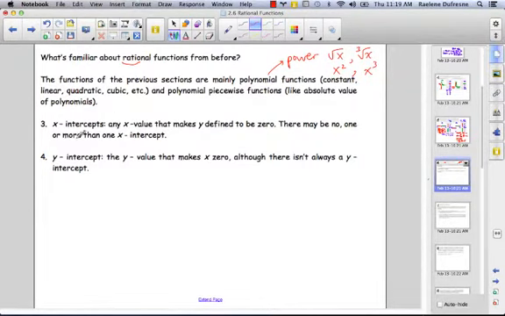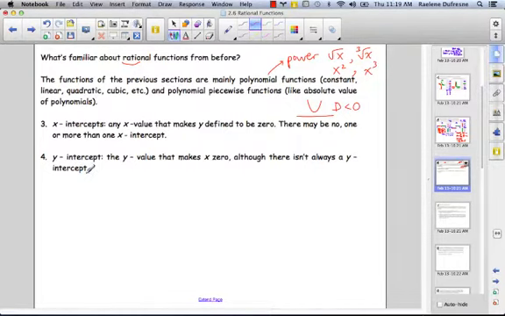So the things that are the same from before are the x-intercepts. We know that any x value that makes y defined to be 0 is an x-intercept. There could be no x-intercepts in the case of a quadratic not intersecting the x-axis, which we said meant the discriminant was negative or less than 0 from the quadratic formula. There could be one x-intercept or more than one x-intercept depending on the shape of the graph.